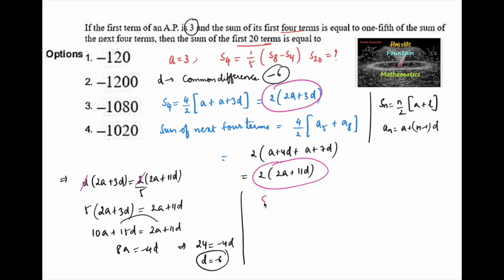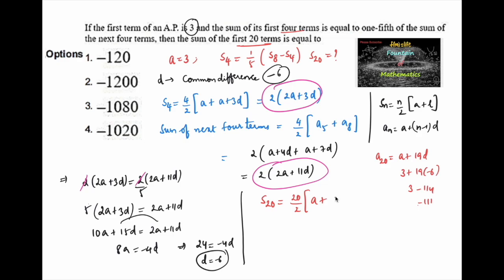Now we need to find the sum of the first 20 terms, that is S20 is equal to n by 2, that is 20 by 2, times the first term A plus the last term, the 20th term. The 20th term is equal to A plus 19D, that is 3 plus 19 times minus 6, that is 3 minus 114, that is minus 111.